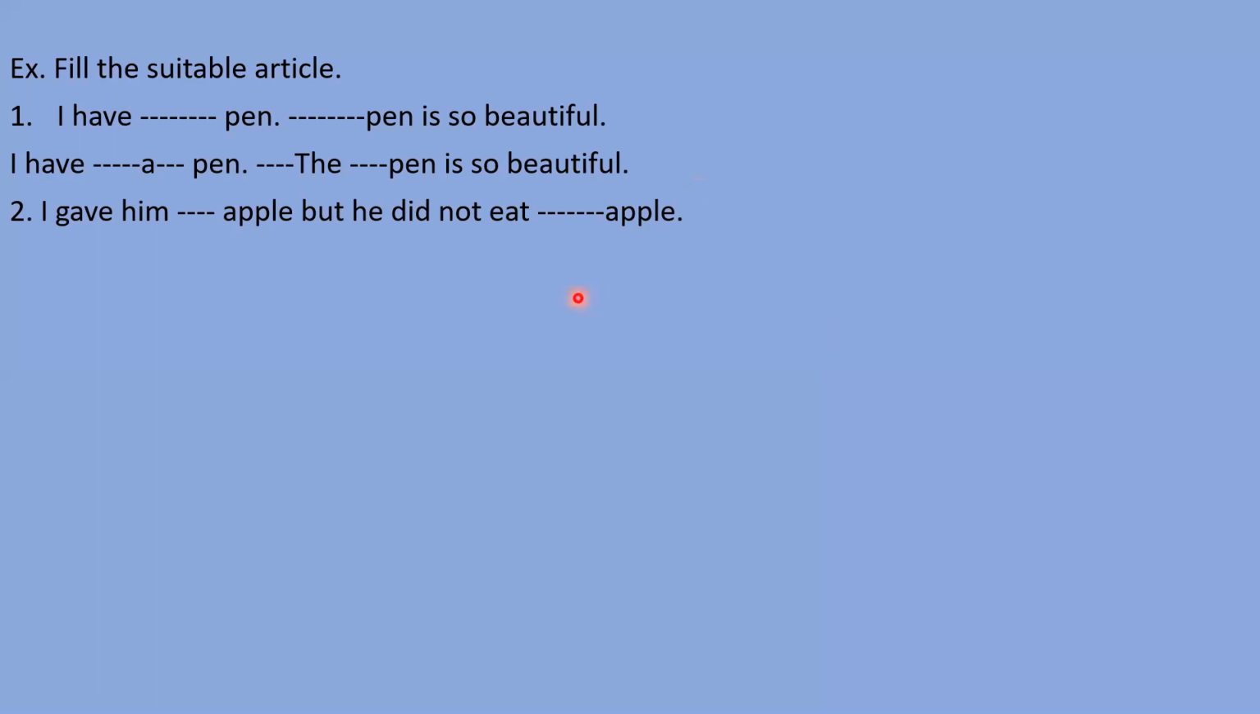So Varsha, your answer is absolutely right. Let's see the answer. I gave him an apple, but he did not eat the apple. You can see, dear students, in the first example we have used an because we are talking about any apple. That is not definite. But in the second sentence, I have used the apple, meaning I want to show that the reader or listener also knows which apple we are talking about. So in the first example, apple is indefinite. In the second example, the apple is definite. That's why we have used the here.